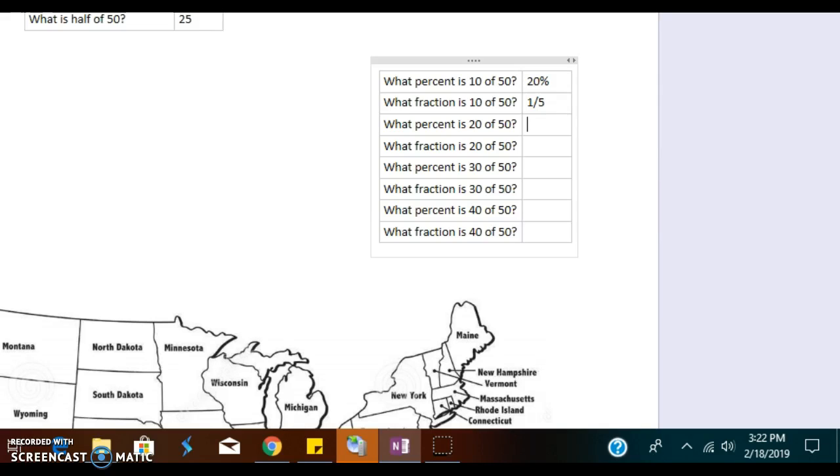Sarah, it's a good question. I like 20 out of 50. Yeah, let's think about it. All right, so 20 out of 50. So we can kind of use the same thought process, right? So two 50s make 100, right? So then two 20s would make 40. So 20 out of 50 must be the same as 40 out of 100. So this would have to be 40%.